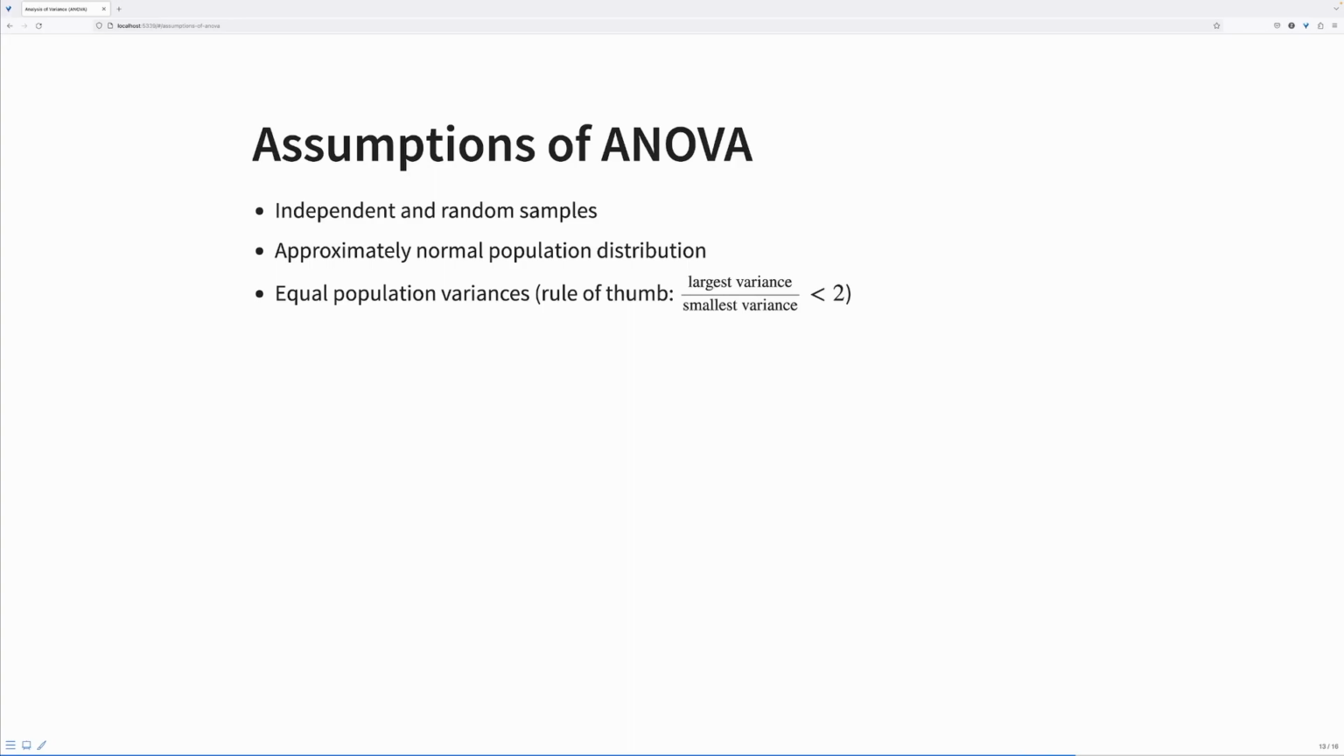So here are the assumptions of ANOVA. The first one is independent and random samples. The second one is the population distribution is approximately normal. And the last one is equal population variances. So the rule of thumb is the largest variance over the smallest variance should be less than 2.